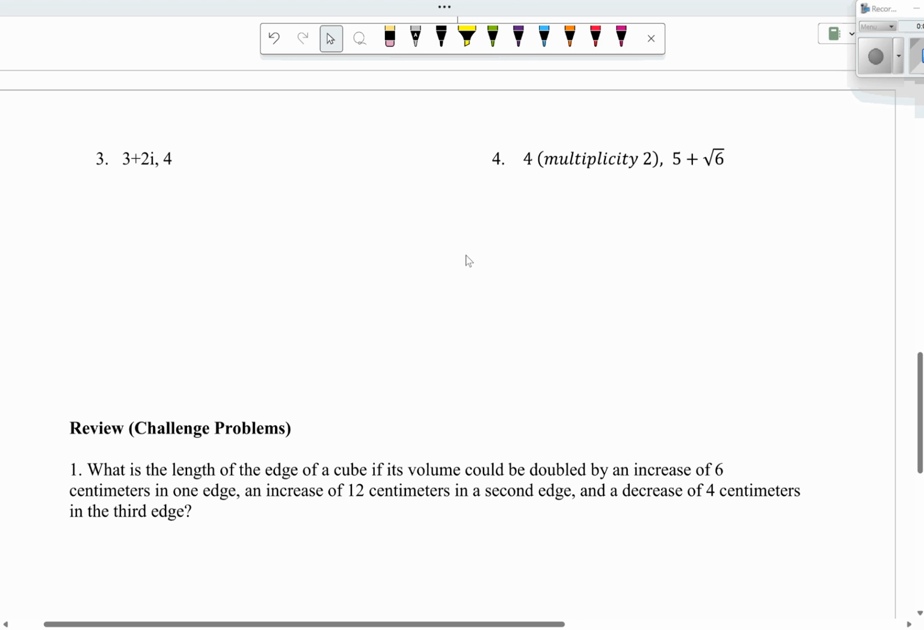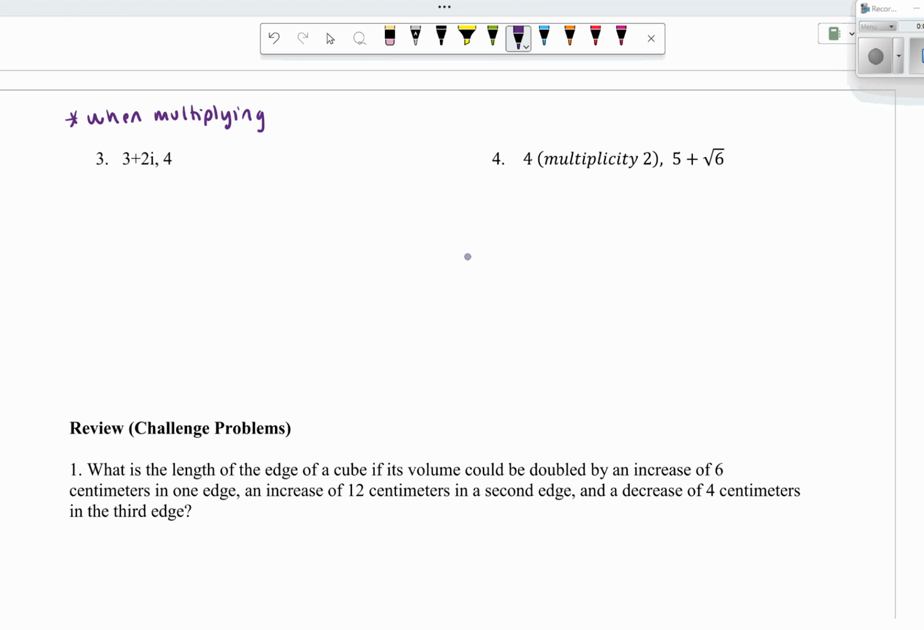So now let's look at when we have imaginary and also irrational numbers for zeros as well. So it's important to note that when multiplying conjugates, it gets rid of the square root or the i, and remember that i squared equals -1. The reason we like multiplying them is because it should get rid of the radical or the i term. If it does not, then you know you did something wrong.